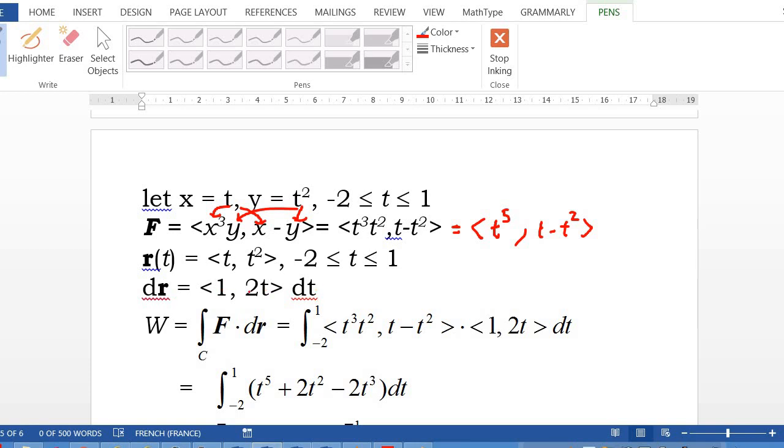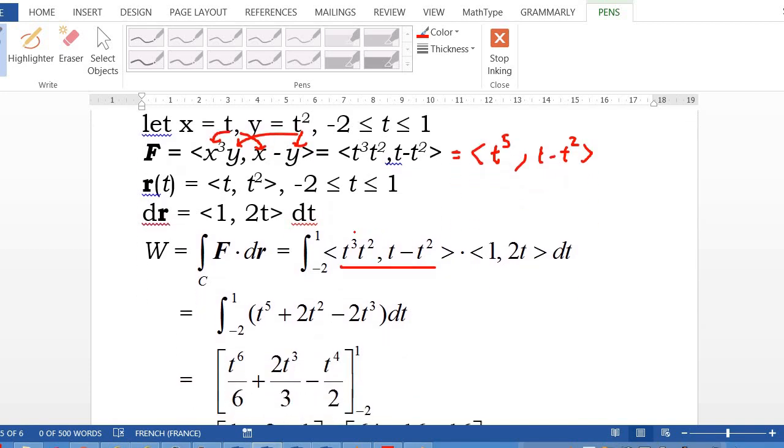Bringing dt to the right-hand side, dr becomes i plus 2tj, the whole thing multiplied by dt. So the work is equal to the line integral of F dot dr along the curve C, which is the F that we obtained here, F dot with dr, which is i plus 2tj dt. Then we find the dot product first.